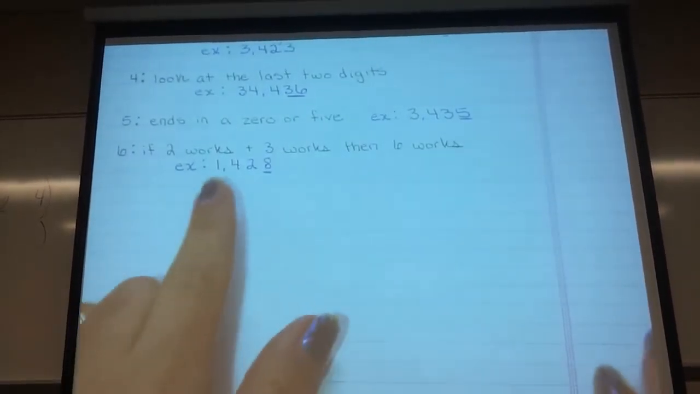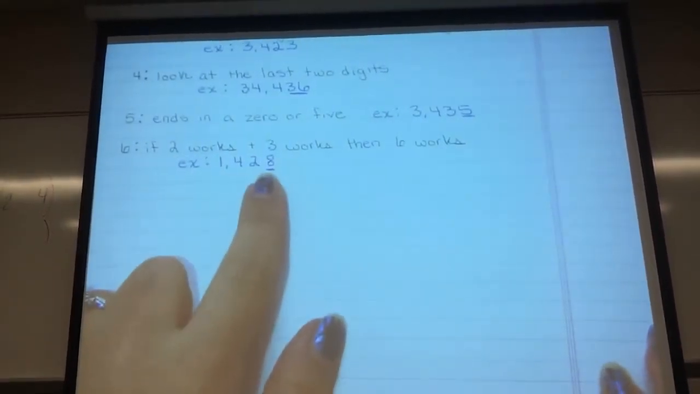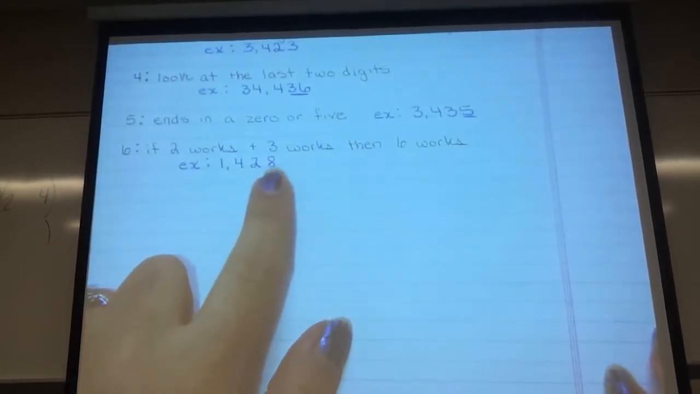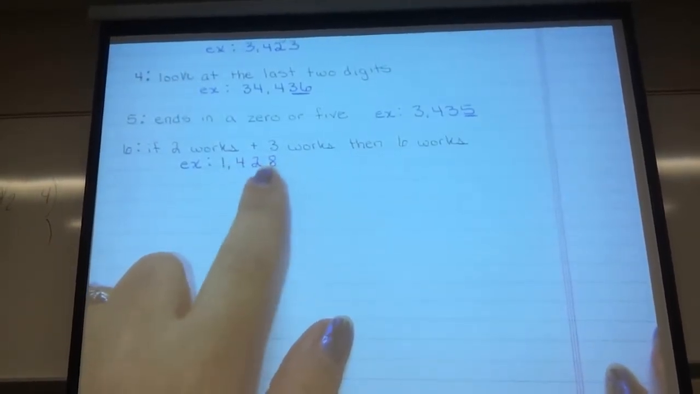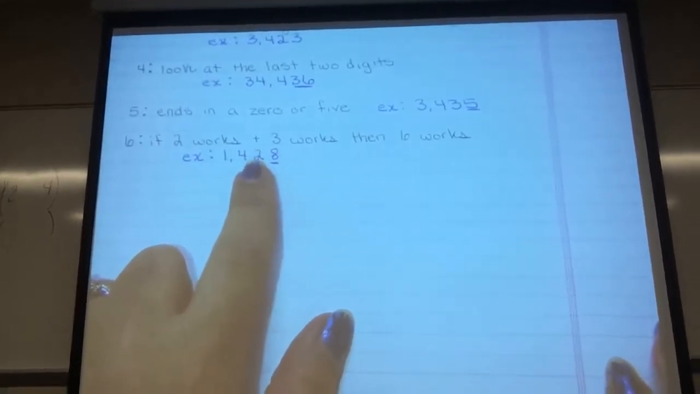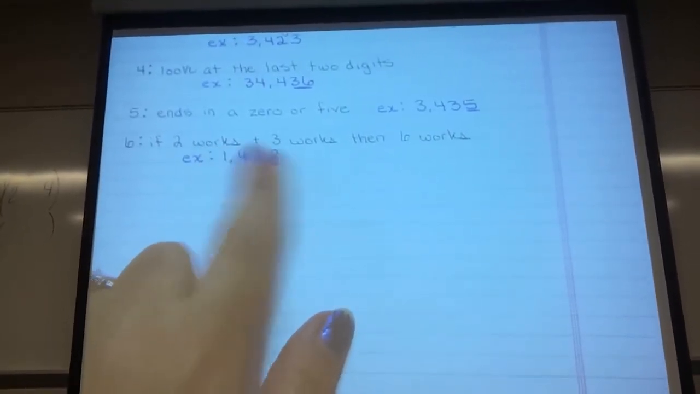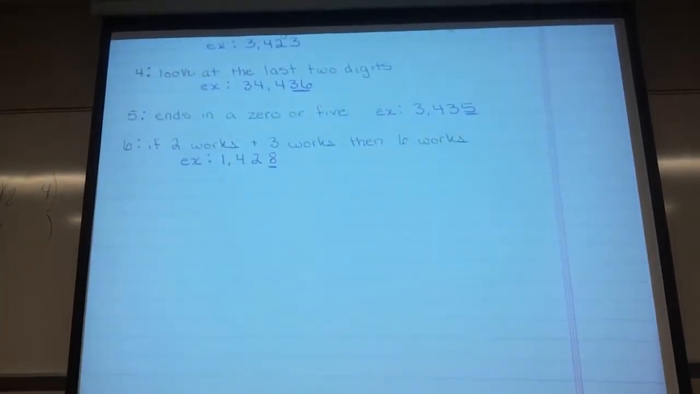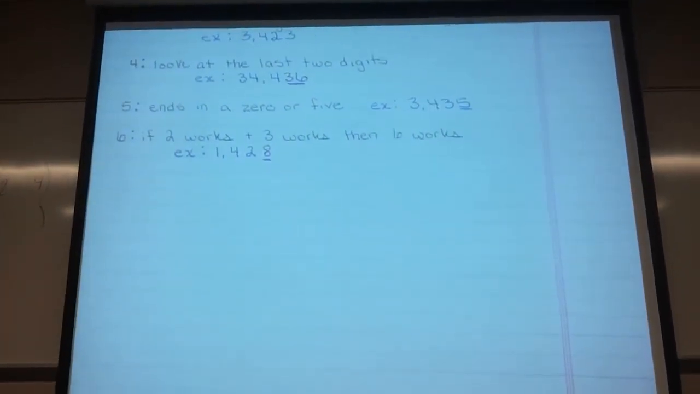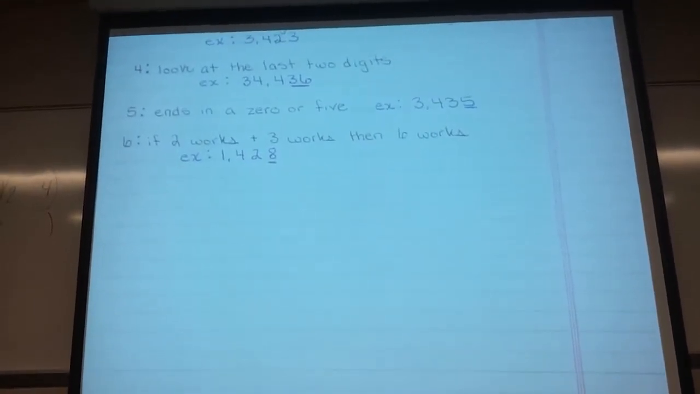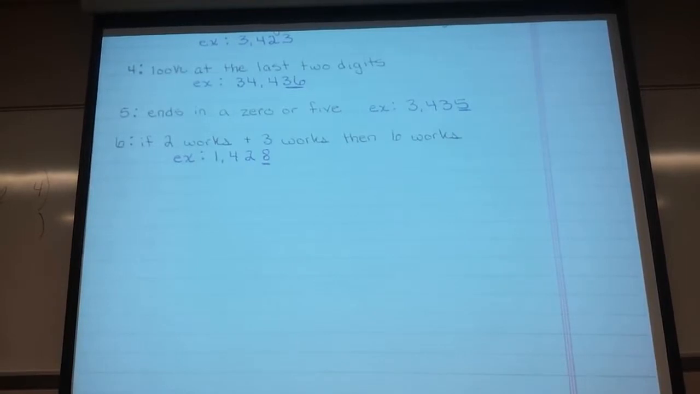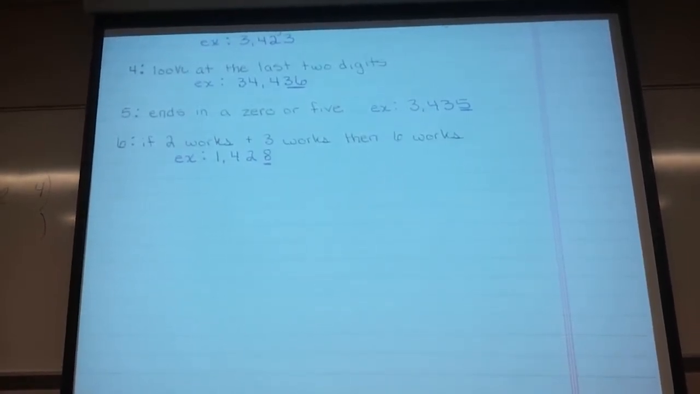Yeah. I know 2 can go into it because it's even. It ends in an 8. And then if I add all the digits up, I get 15, and I know 3 can go into 15, so I know 3 will also work. And if 2 and 3 work, then I know that 6 will work, and that would be the bigger number that you would want to use. So you have to do 2 steps to answer one question. So 2 into the last number, and the other digits all added up for 3. Correct.